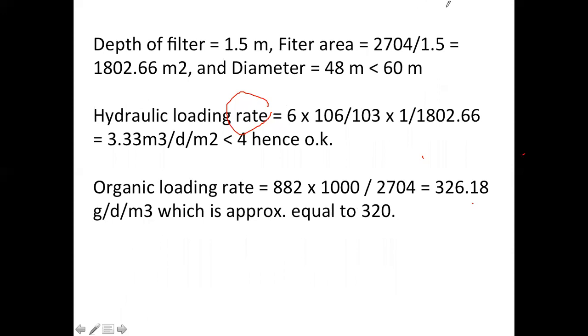So this is all about the trickling filter. If you have any question, you can ask.